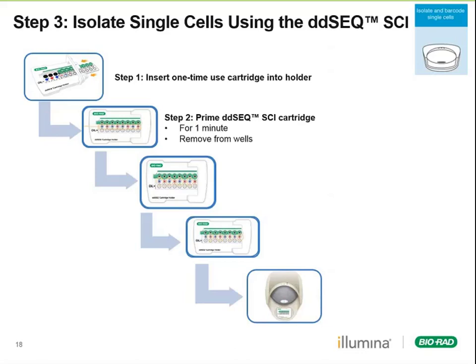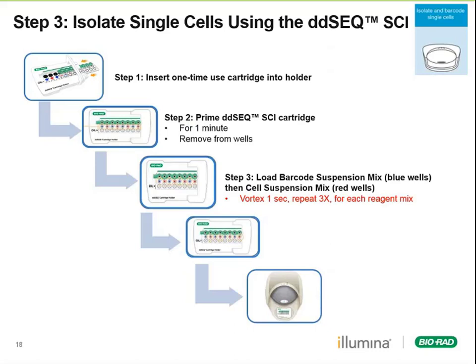Because we're using microfluidic cartridges, we're going to need to prime the middle row with a priming solution. We prime for 1 minute, and then we want to remove this from the wells. If you forget to remove it, that can inhibit droplet formation, so you want to be careful about that step. We're ready to load the first mix, the barcode suspension mix. Like the blue caps, it will be loaded to the blue wells.